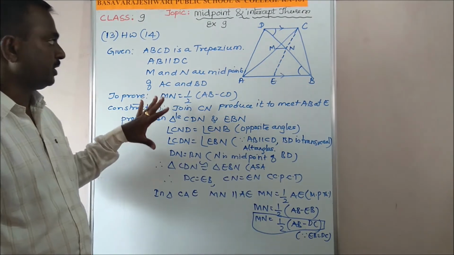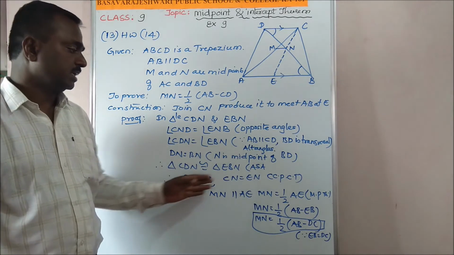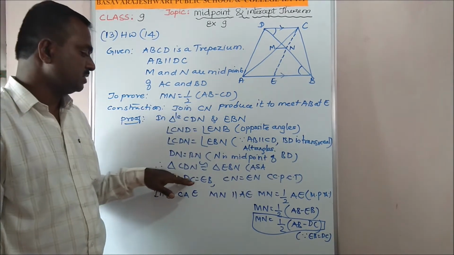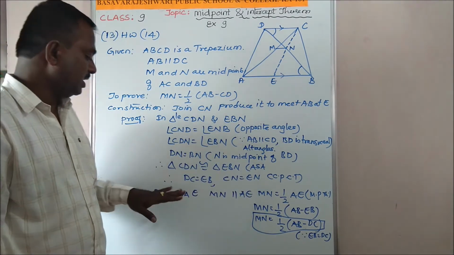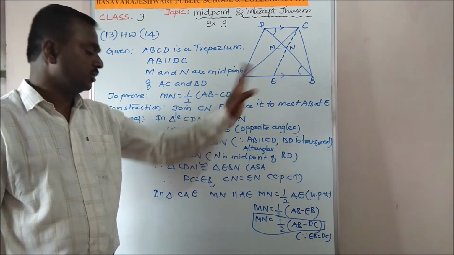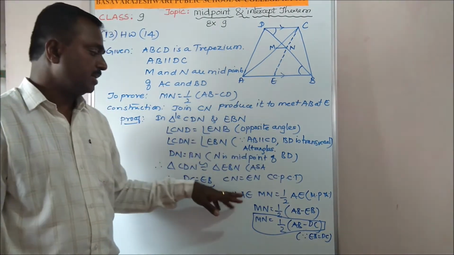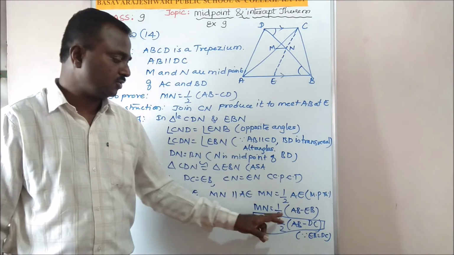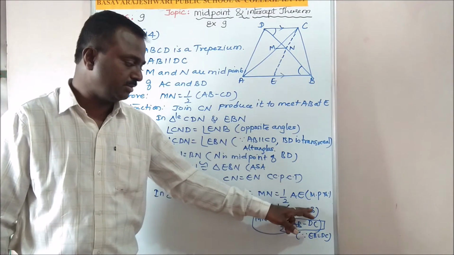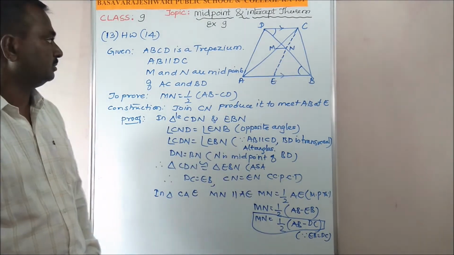So what did we do first? We proved the congruency of these two triangles so that we could get, by CPCT, DC equal to EB and CN equal to EN. In triangle CAE, MN is parallel to AE and MN is equal to half of AE because of the midpoint theorem. MN is equal to half of AE, meaning AB minus EB. MN is equal to half of AB minus, instead of EB, I can write DC. Okay, so that we can prove the theorem. So note this.